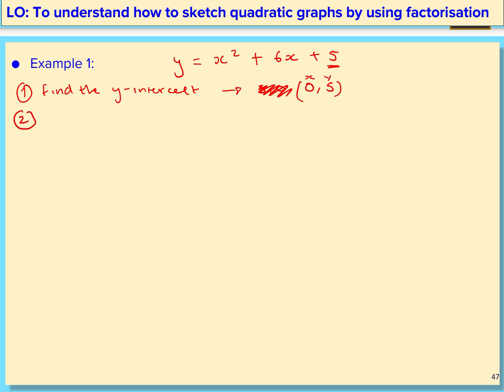Our step 2, we need to factorize it. So we need to make the equation equal 0, because we are finding the x-intercept, so basically the roots of the graph. The roots of the graph is where it crosses the x-axis, and we can find the x-intercept when y equals 0.